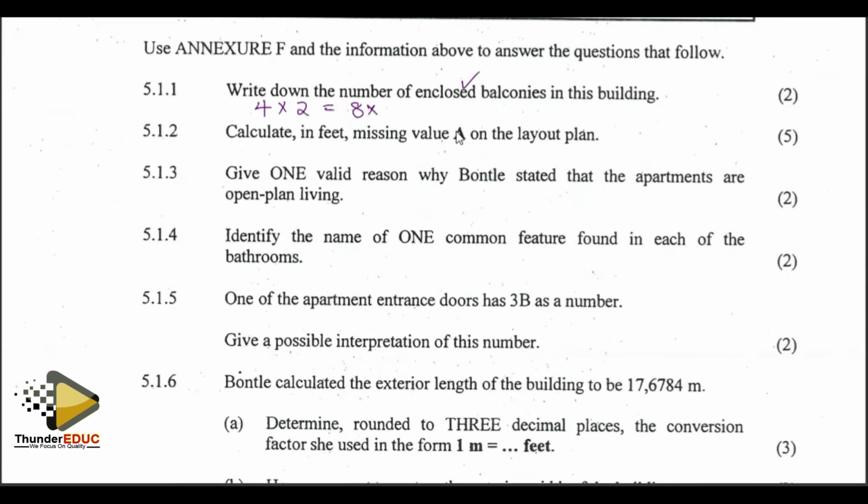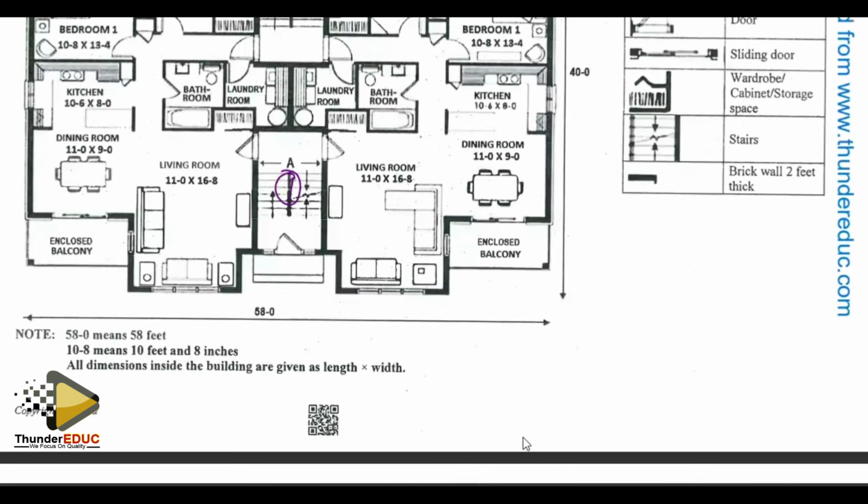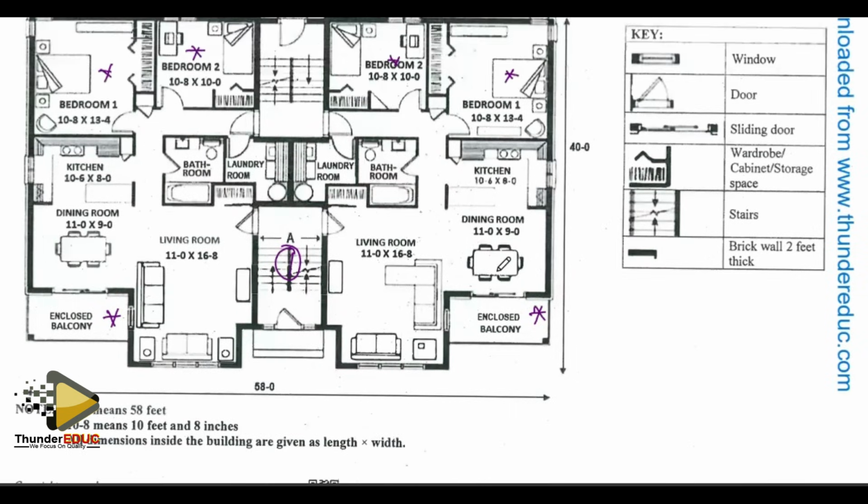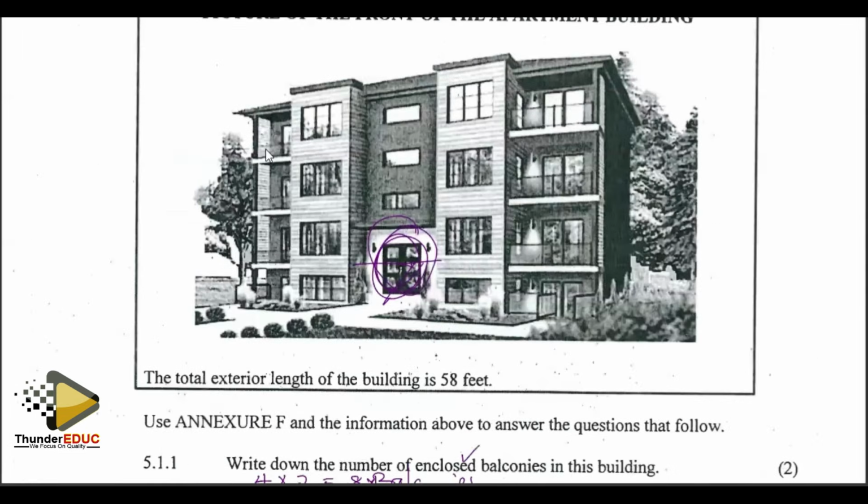Because all in all, there are 8 flats. Each has 1. So there are 8 balconies. This is flat number 1, flat number 2. But 4 times. So there are 2 times 4. You go upwards. Okay, let me see. We have 1, 2, 3, 4. Yeah, 1, 2, 3, 4. So there are 8. There are 8 balconies.